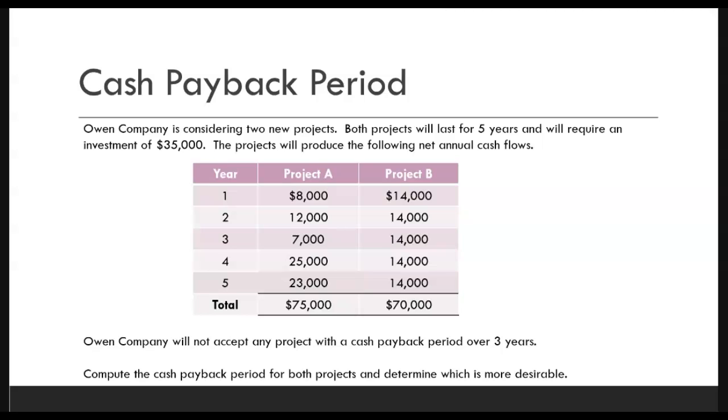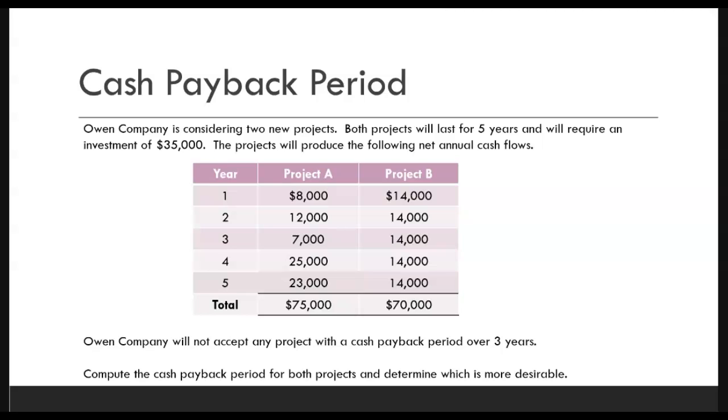So you'll see Project A. Project A's cash flows are all over the place. $8,000 in year 1, $12,000 in year 2, a little bit of a dip in year 3, and then a big jump there in year 4. We're making $25,000 that year. That's great. So in total, Project A is going to give you $75,000 in cash flows.